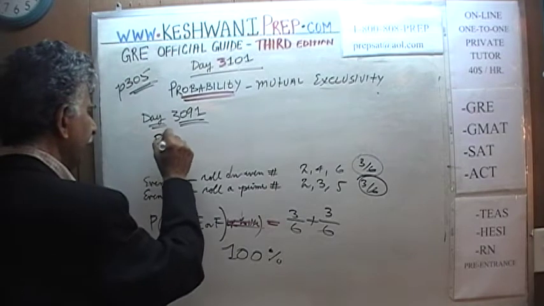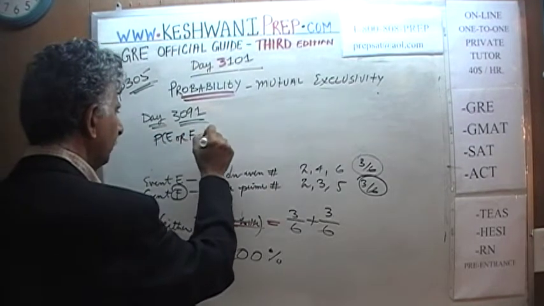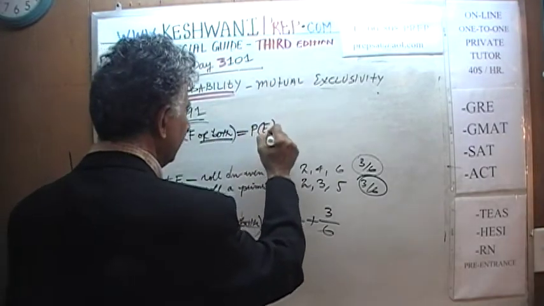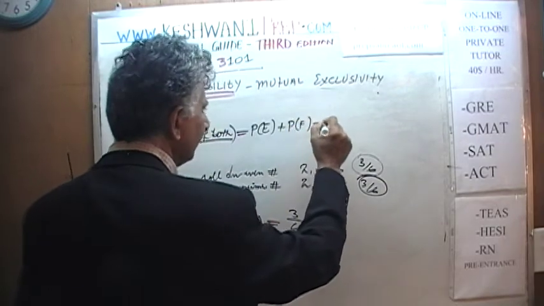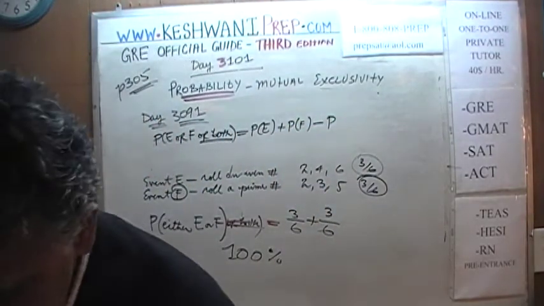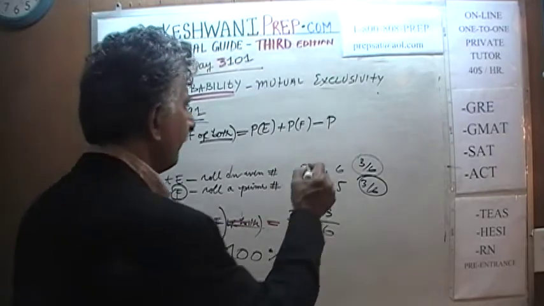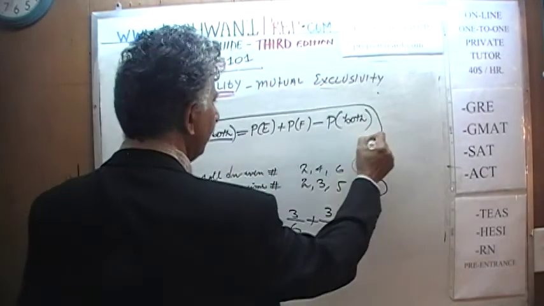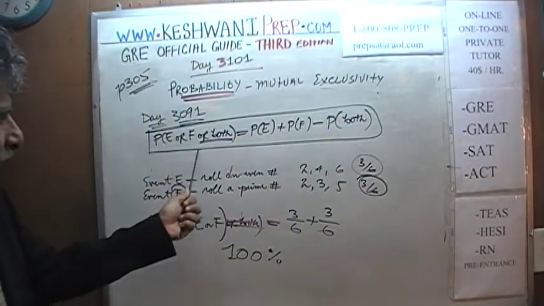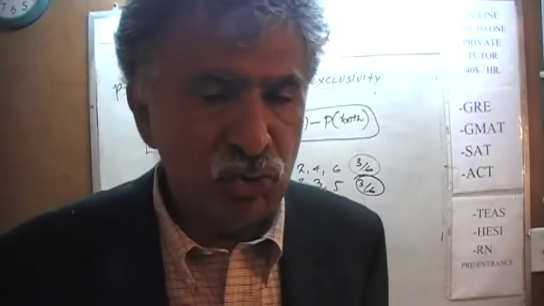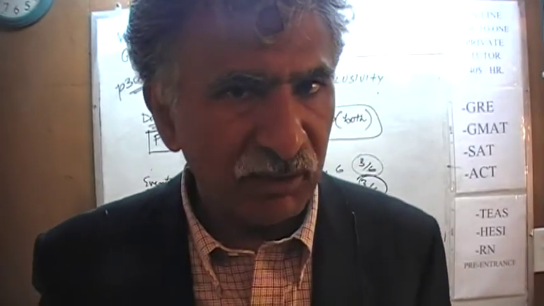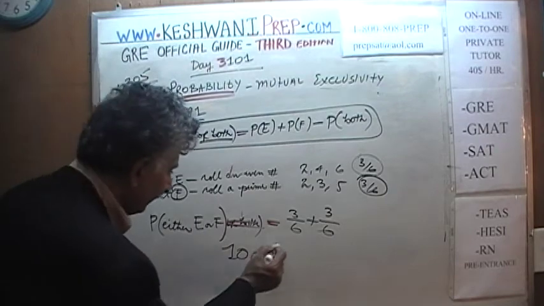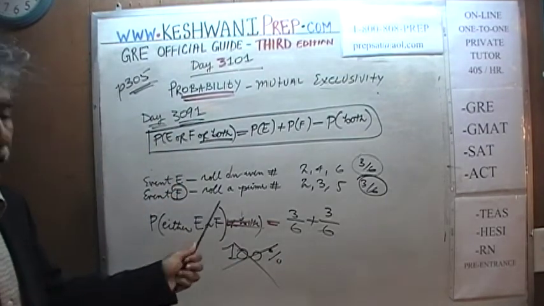The probability of E or F or both, even though we didn't have to write this part, is simply the probability of E plus the probability of F minus the probability that they will both happen. And this is what is known as the inclusion-exclusion principle. As long as the two events are not mutually exclusive, if we were to stop here, this is wrong. This is wrong because the two events here are not mutually exclusive.